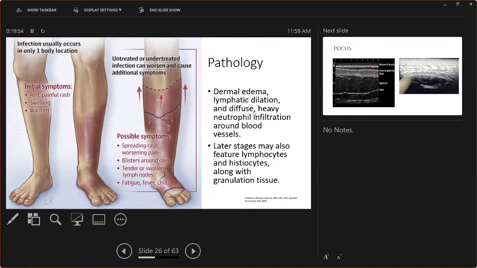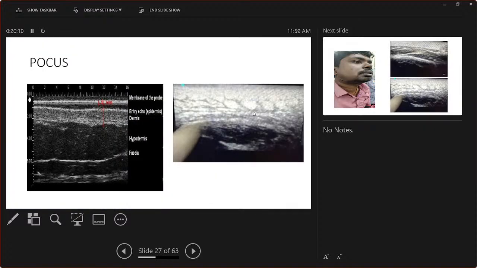The pathology I have described here is that dermal edema is present with lymphatic dilation, and heavy neutrophil infiltration will occur around the blood vessels. In later stages, the lymphocytes will come into place and granulation tissue will be present. This is the point of care ultrasound of a cellulitis image.